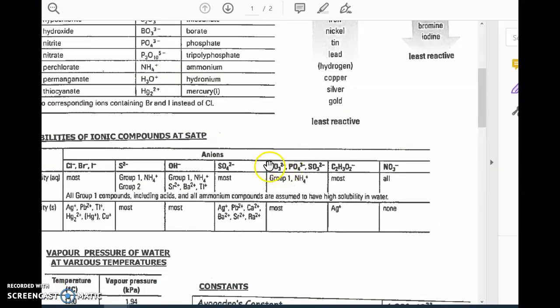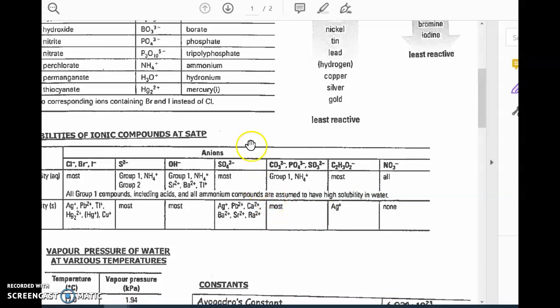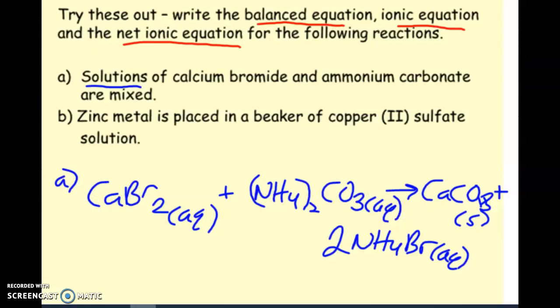So here is carbonate. Calcium is not in group 1 and it's not ammonium, of course, so calcium would go under the bottom row, which is our low solubility. And then we have, of course, bromine with ammonium. Ammonium would be up here, so that's high solubility. So there is our balanced chemical equation.